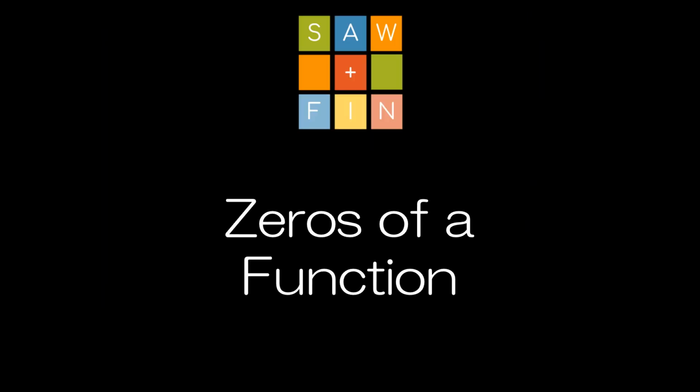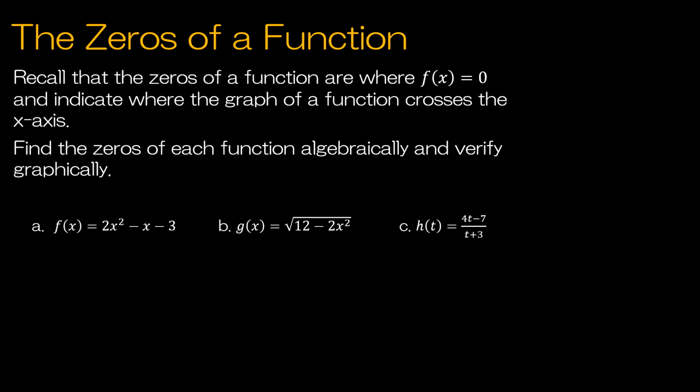Zeros of a function. Also in our last video, we did talk about the zeros of a function, but I am going to teach it as though you don't know what a zero is. So let's recall that a zero of a function is where our function is equal to 0. So that means I'm just going to set each of these equal to 0 to find the zeros. Graphically, it's where the function is going to cross the x-axis.